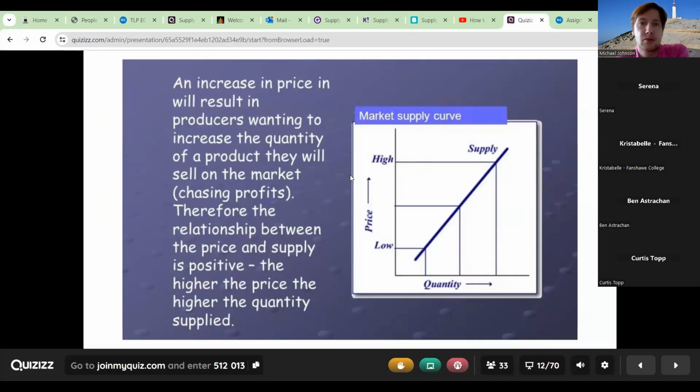So an increase in price will result in producers wanting to increase the quantity of a product that they will sell on the market, chasing profits. Therefore, the relationship between the price and supply is positive. The higher the price, the higher the quantity supplied.